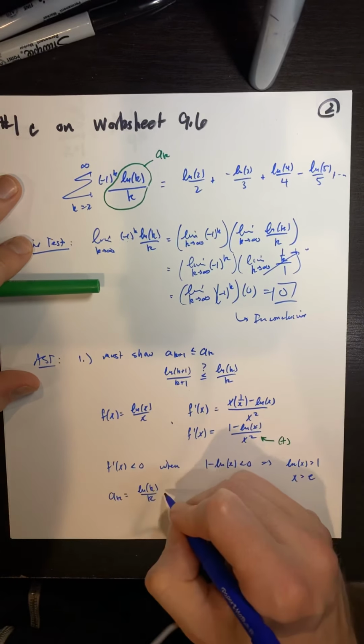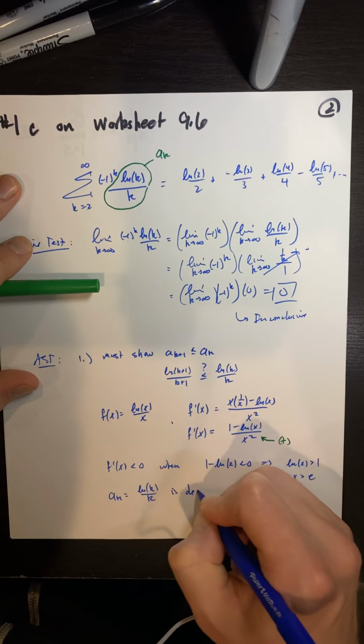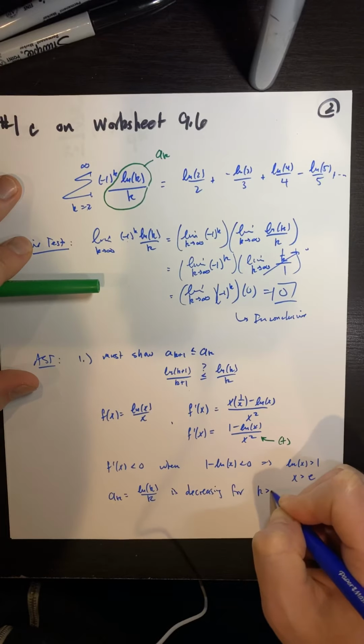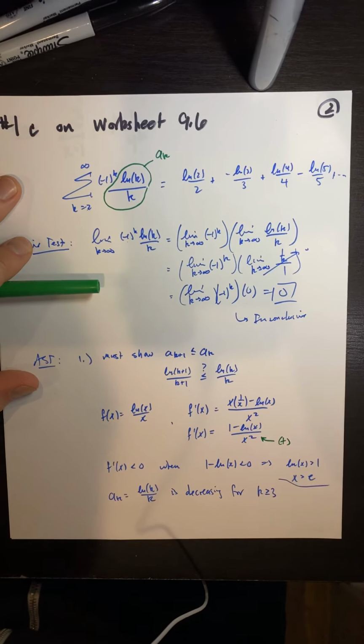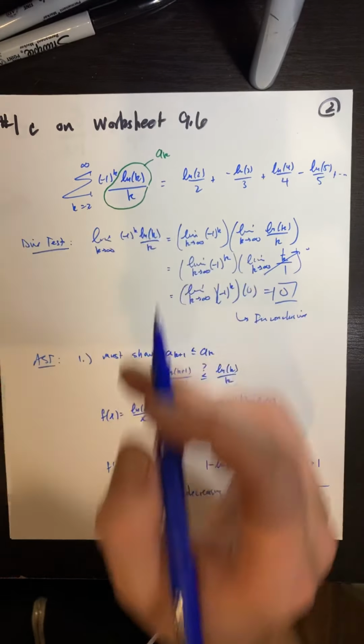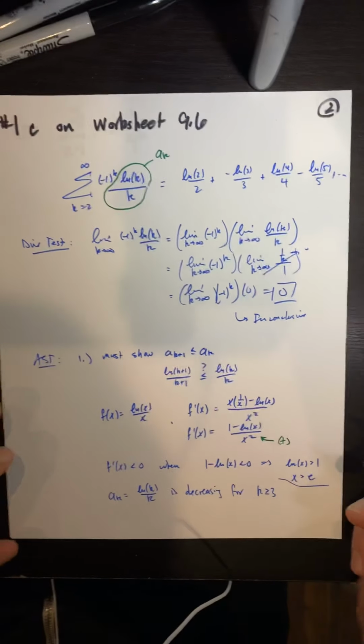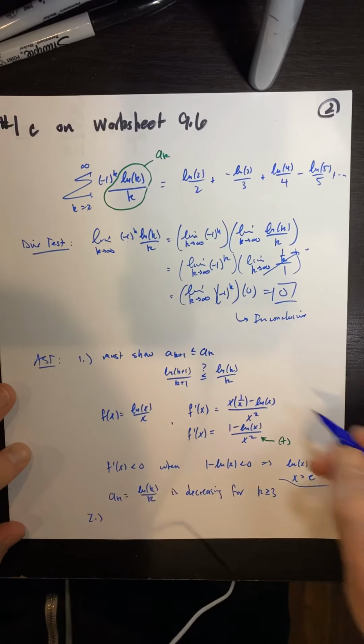is decreasing for k greater than or equal to 3, which is fine. So in that first term, it might increase or decrease, right? But after 3, it's definitely decreasing. So that part checks out.